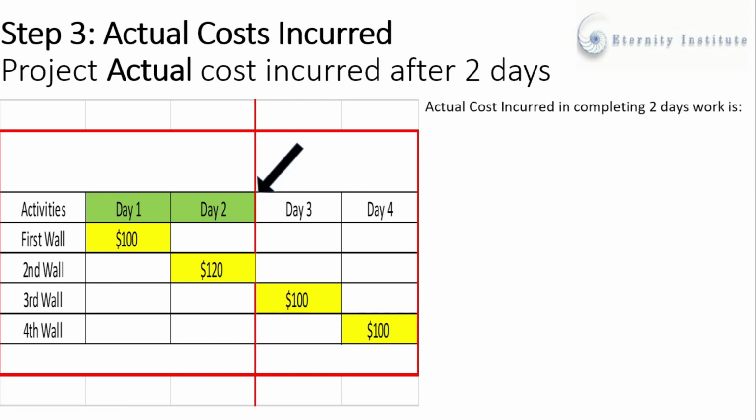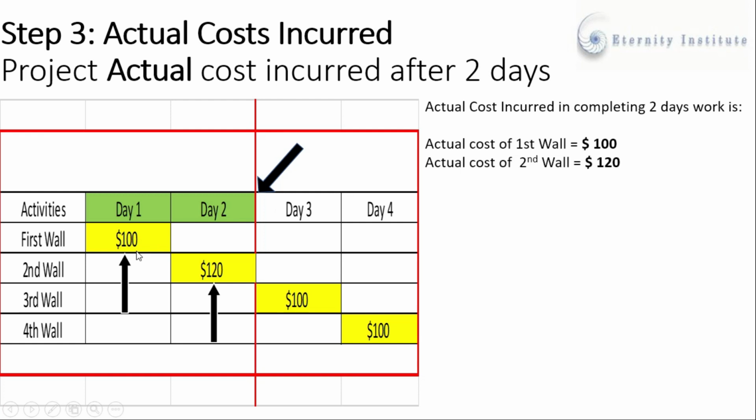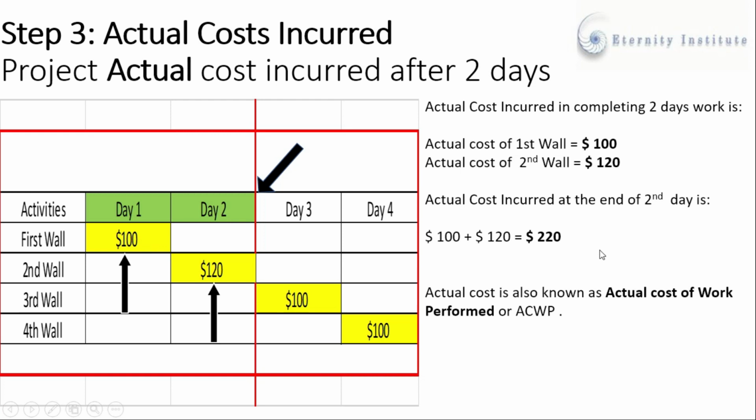So the actual costs incurred in completing these two activities is, first of all, for the first wall it's $100, and for the second wall it is $120. And the actual cost incurred at the end of second day collectively will be $220. We also call this actual cost as actual cost of work performed.